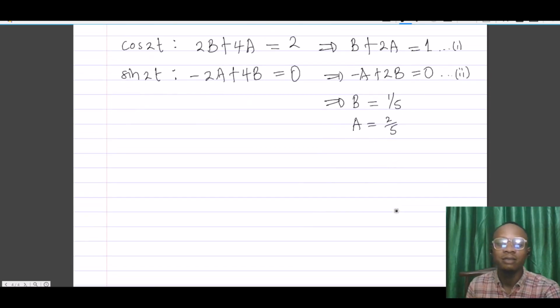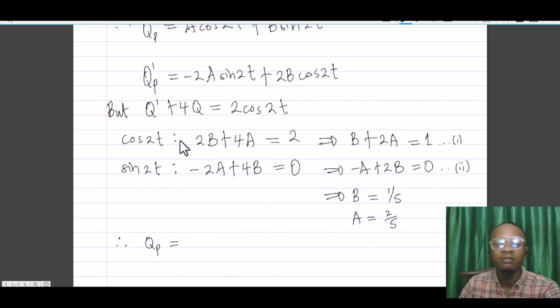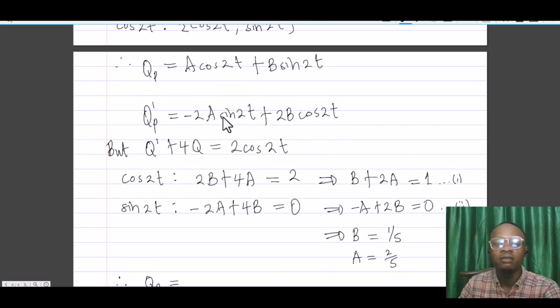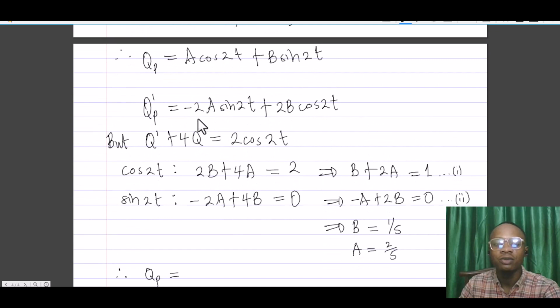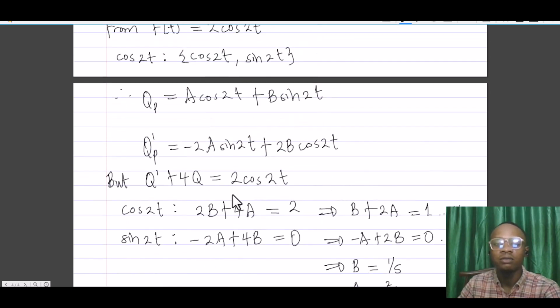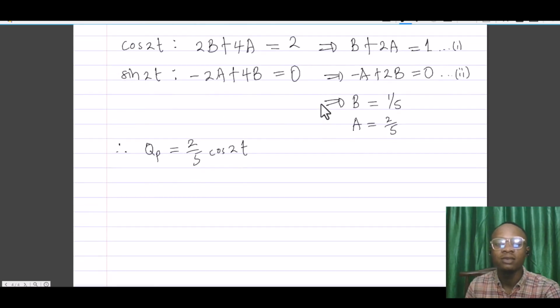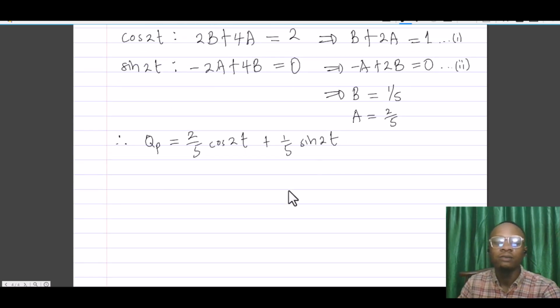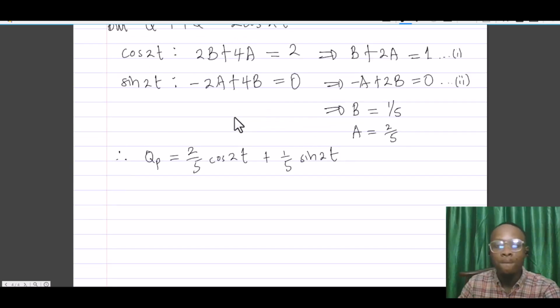So by that, therefore, our particular solution, q particular, will be 2 over 5 cos 2t, since a is 2 over 5, and then our b is 1 over 5, that's plus 1 over 5 sine 2t. Alright, so that's our particular solution.